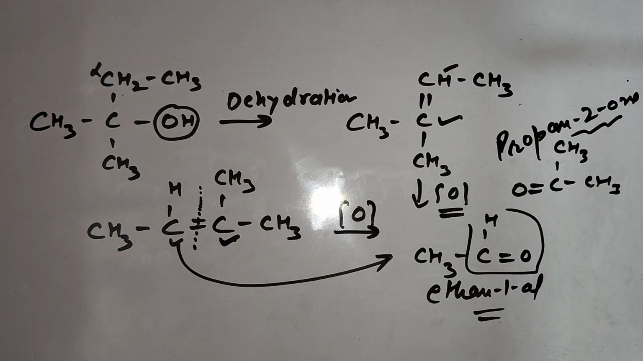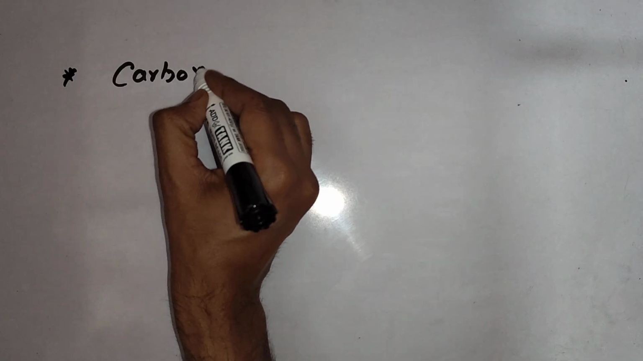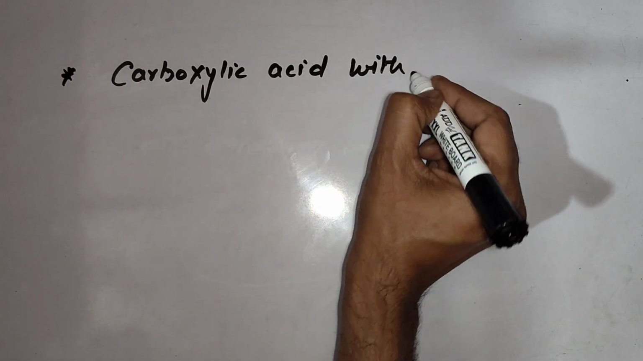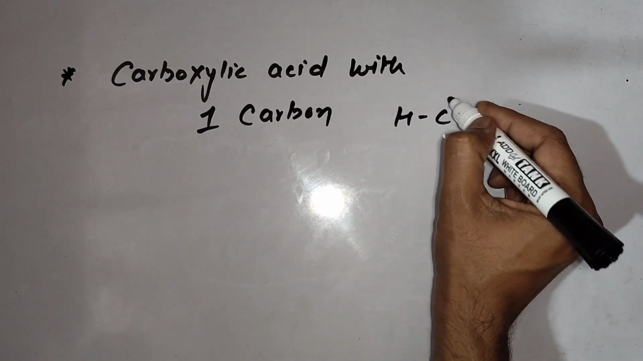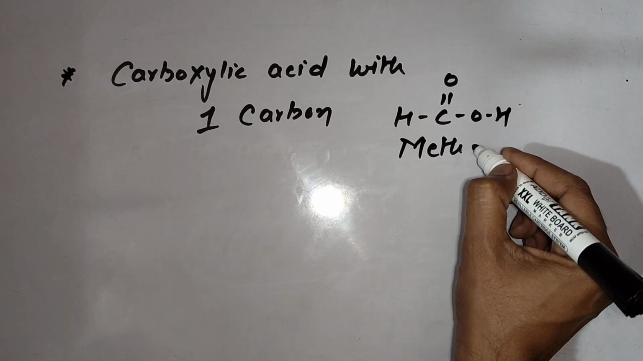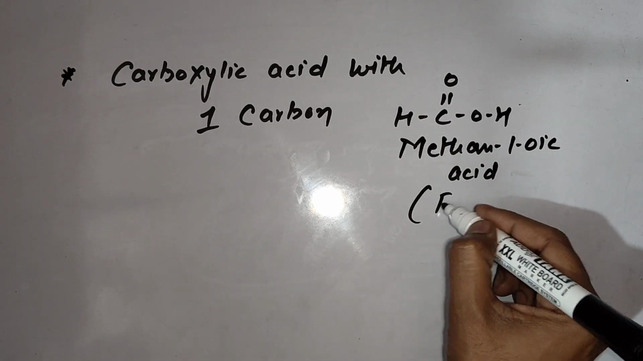In this fashion, you need to do oxidations of different alcohols. This is the technique we have done in this video. Now one more last point, please note down. A carboxylic acid with one carbon atom, means this one, which we call methanoic acid. Common name formic acid.